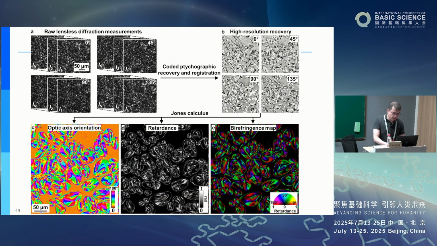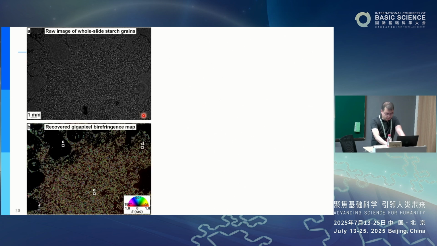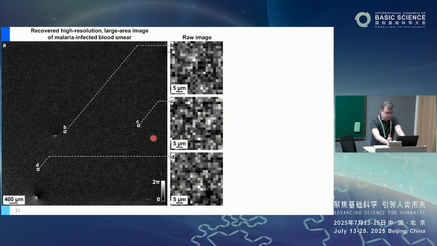From there, we can recover the birefringence properties of the object, which is related to the refractive index under different polarization states. This is without any staining, of course. So this is the optical axis orientation, retardance, and this birefringence map. Again, we try to get a large imaging field of view and high resolution at the same time. One application is malaria-infected blood cell screening.